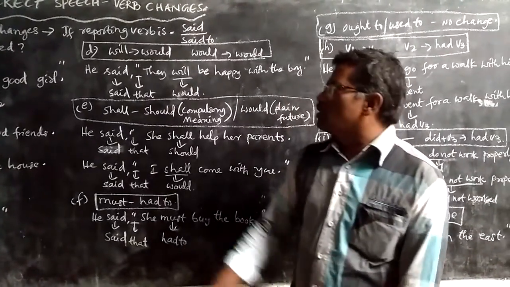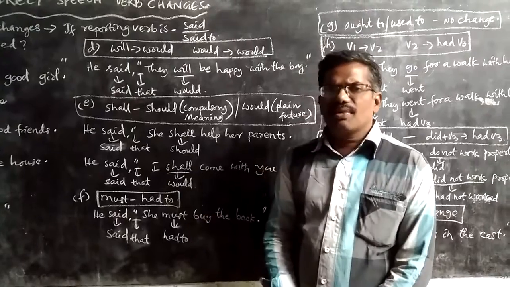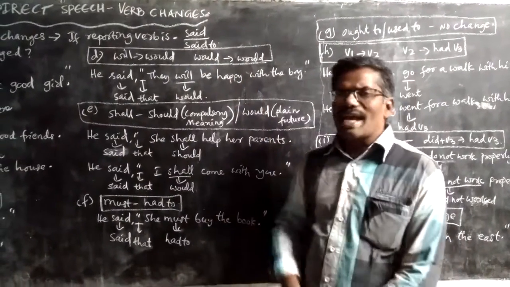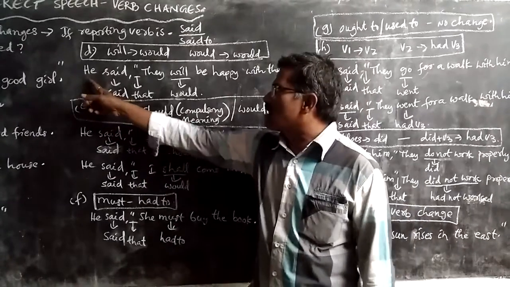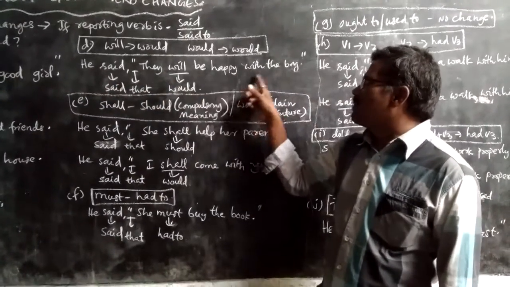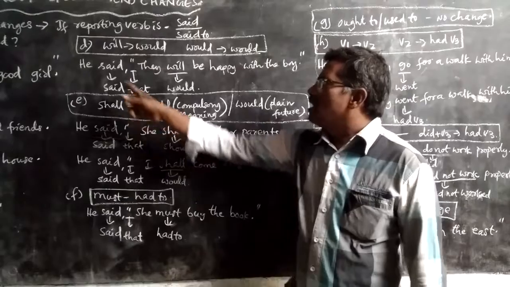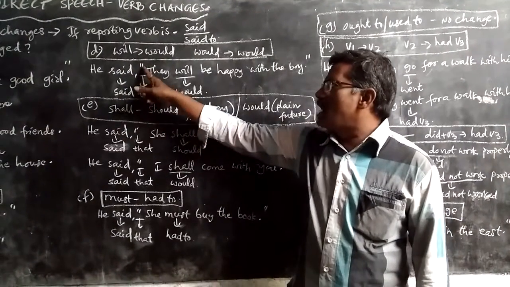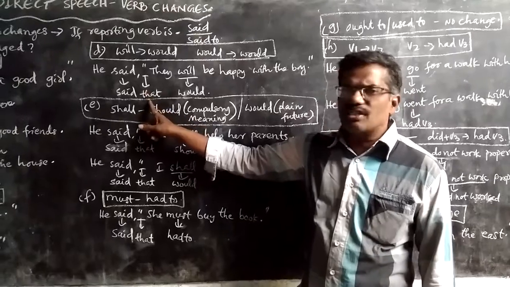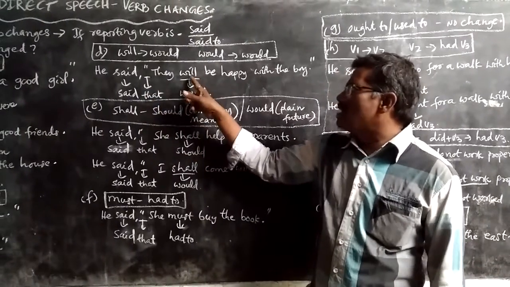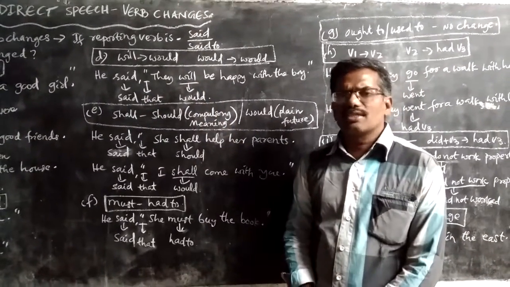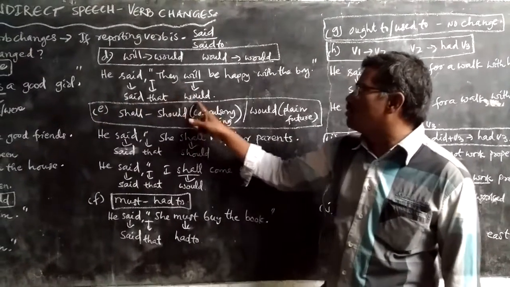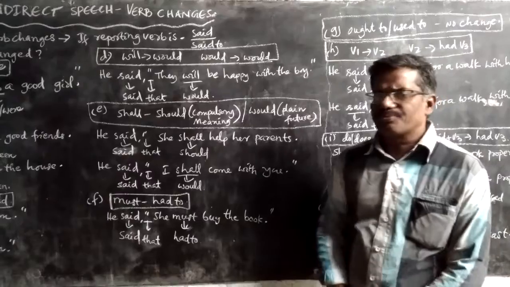Well, next rule. If there is will, we have to write would. If would is there, we can write would only. Look at this one. He said they will be happy with the boy. Here, as said is there, we will change it into said, and inverted commas is changed into that, and will be used as would. So we get the answer. He said that they would be happy with the boy.